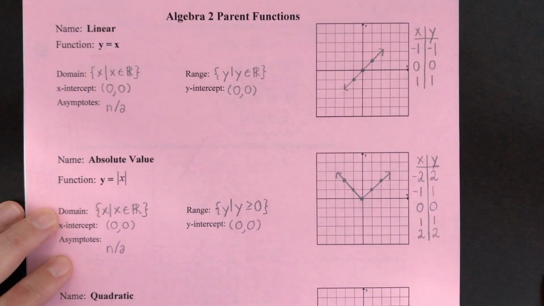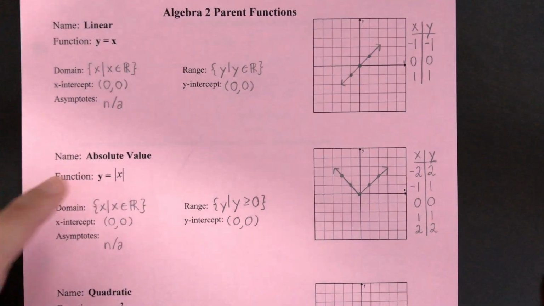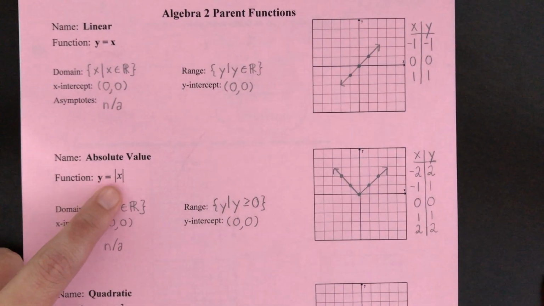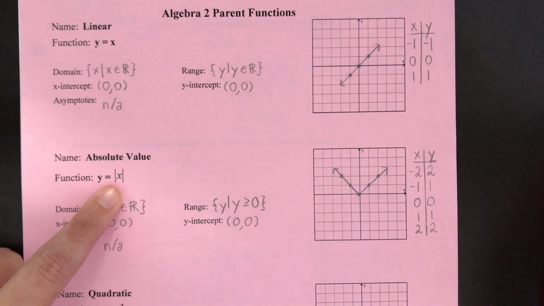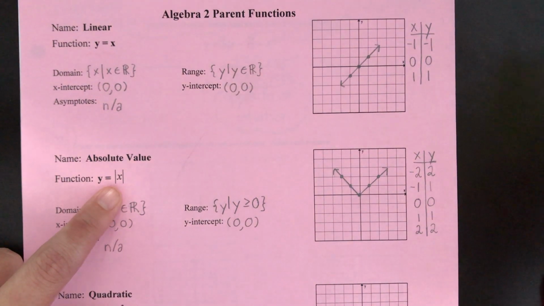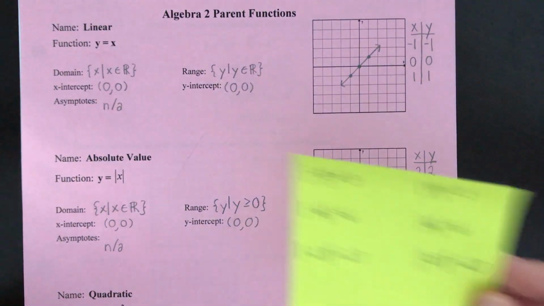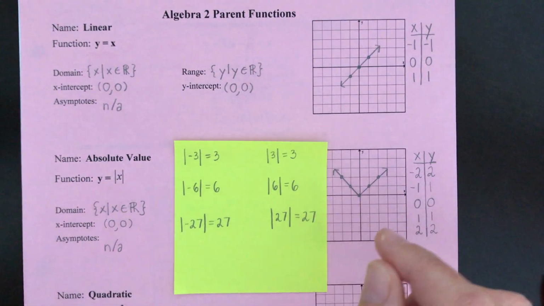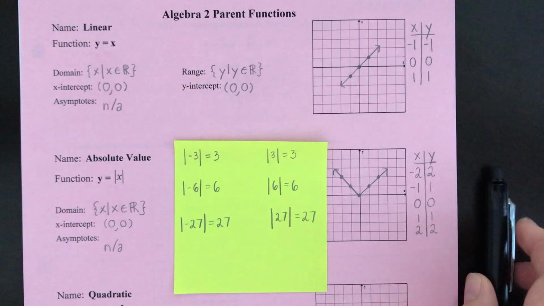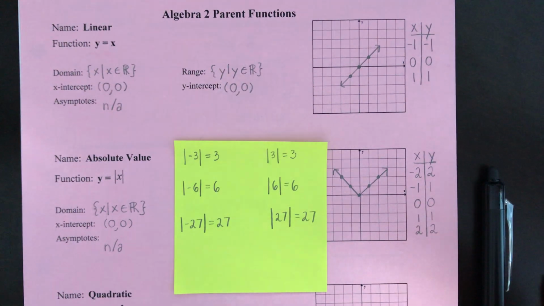Okay, so now let's talk about our new parent function, absolute value. So the absolute value parent function is the function y equals absolute value of x. All right, and before we get to the graph and all the attributes, let's talk about what absolute value means. So I'm not going to go into too much detail just because that's coming up in a later video, actually. So what I will say is that absolute value represents distance, okay? And distance can never be negative.